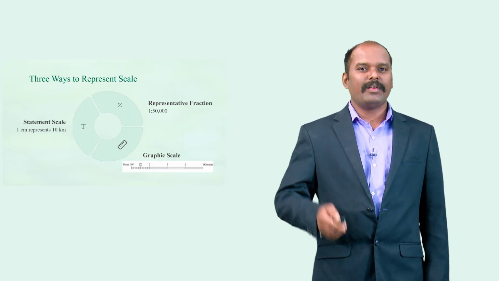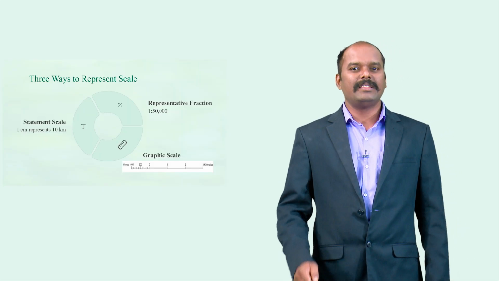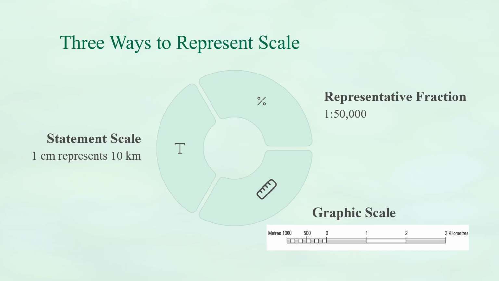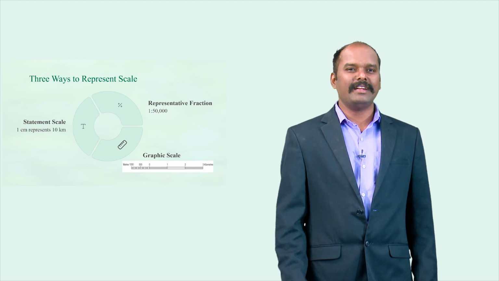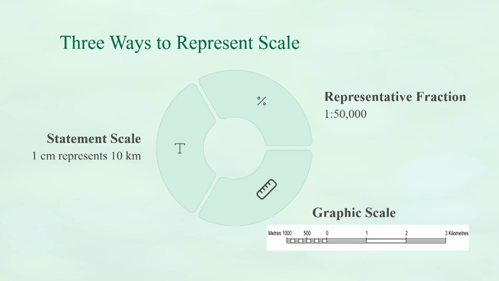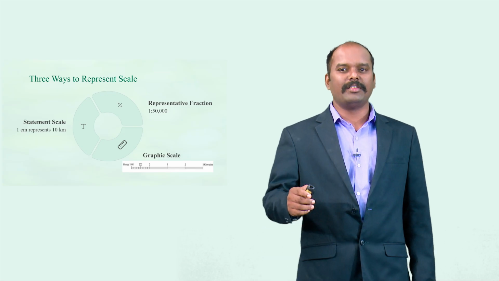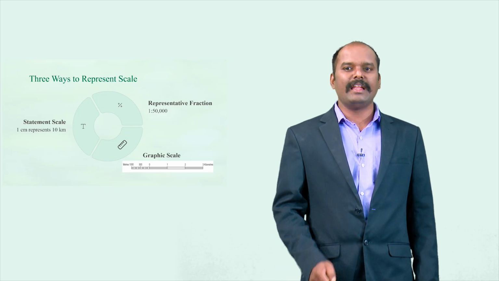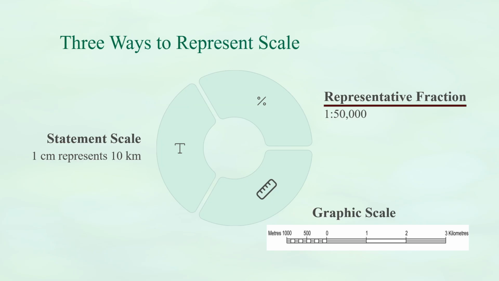Next, we are going to discuss different ways to represent a map scale in the map. The 3 different scales are, first, statement scale, that will be written in a sentence. So, the statement itself will give you a meaning. Example for statement scale: 1 centimeter represents 10 kilometer. Like that, the sentence will be written in the map at the bottom. The second type of representing scale in the map is representative fraction.